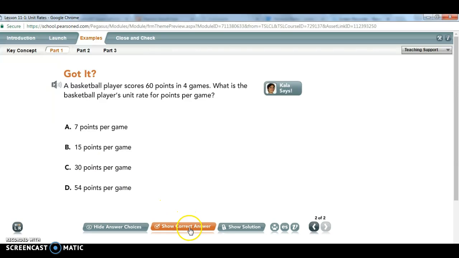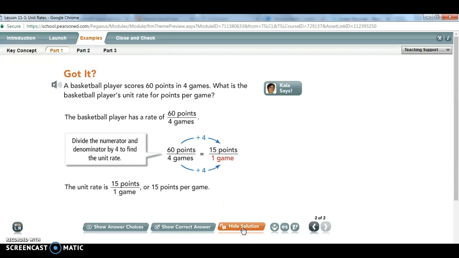The correct answer is B, 15 points. And here's how we get the solution. You can pause the video and read through this so you have a better understanding.